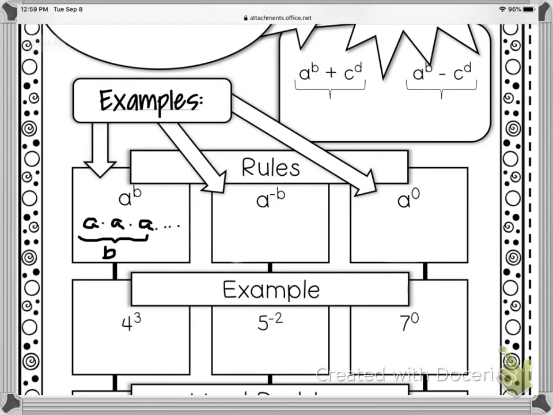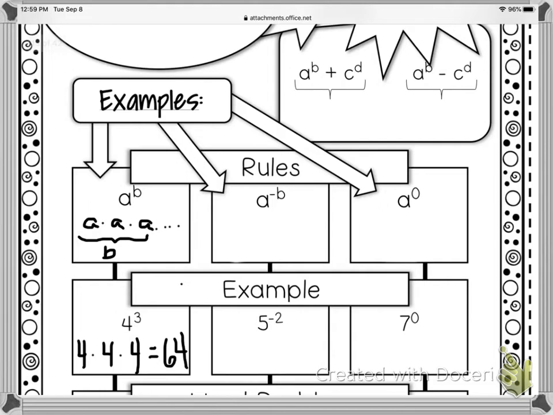Let's look at our number example. We have 4 to the third power. 4 is our base, so that means we're multiplying 4 however many times the exponent tells us to. The exponent is 3, so we're going to multiply 4 three times. 4 times 4 is 16, times another 4 is 64. So once again, I'm taking my base, which is 4, and multiplying it by itself 3 times.